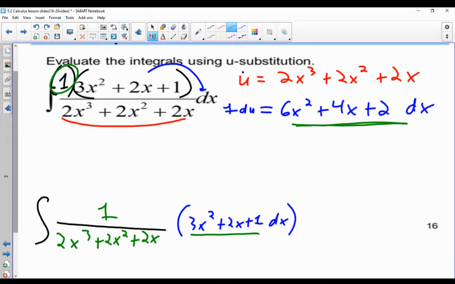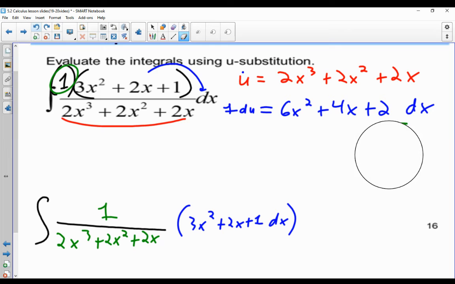I apparently need to get this part to look like this. How in the world am I going to do that? Is what you're probably thinking. Now, my recommendation is it looks like they look almost the same. It just looks like the bigger one was just multiplied by 2.